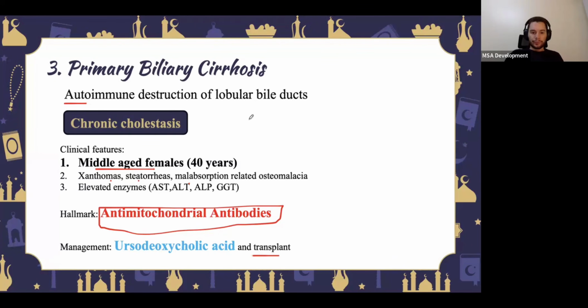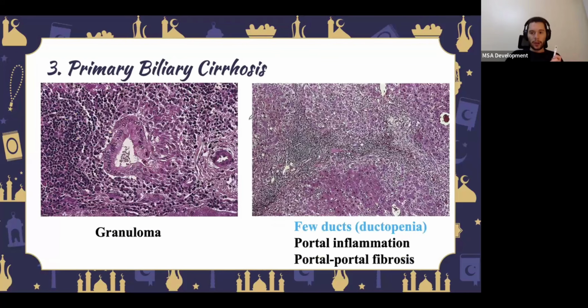But on microscopic exam, this is how it would look. Of course, it looks like a granuloma. But remember, this is the typical appearance of primary biliary cirrhosis. You always have a granuloma.